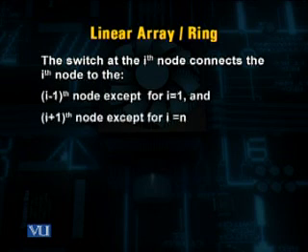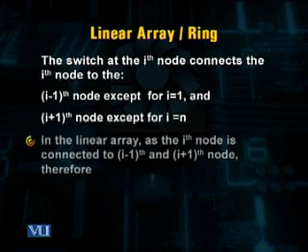For example, for a linear array, the switch at the ith node connects this ith node to the node on the left and to the node on the right, which means that it can connect to the I minus 1th node except for I equal to 1, that is, at the leftmost end of the array. Similarly, it can connect to the I plus 1th node except for I equal to n, that is, the rightmost node.